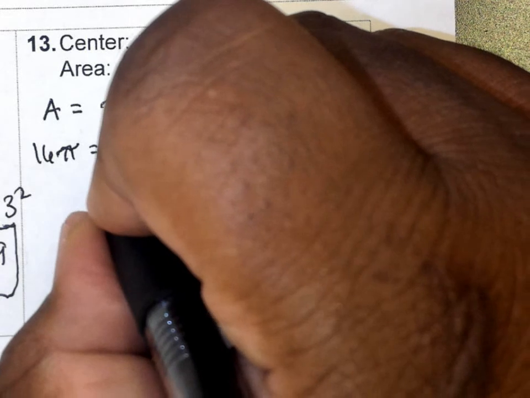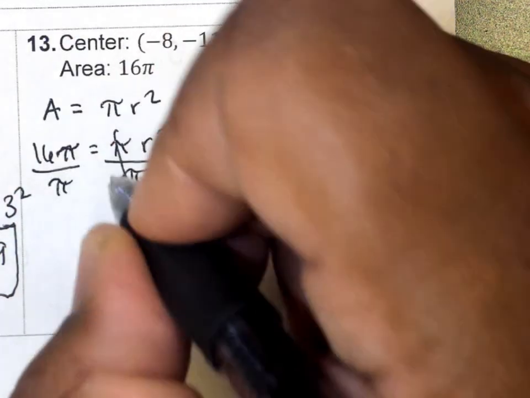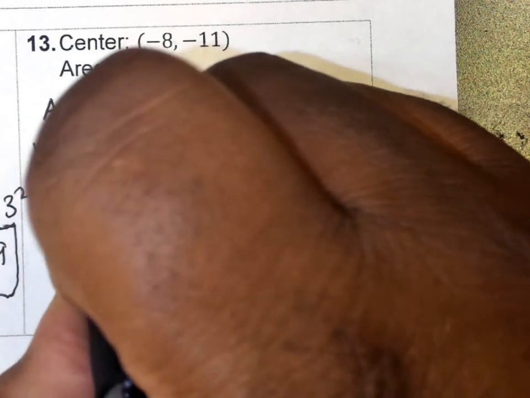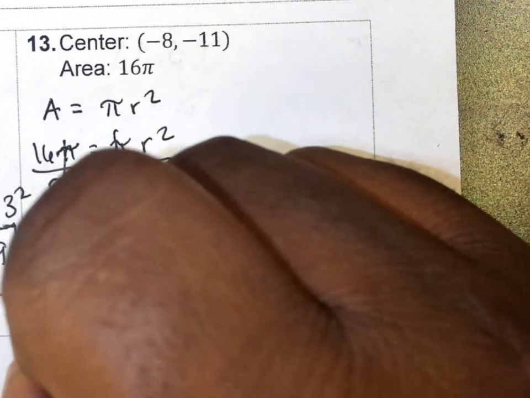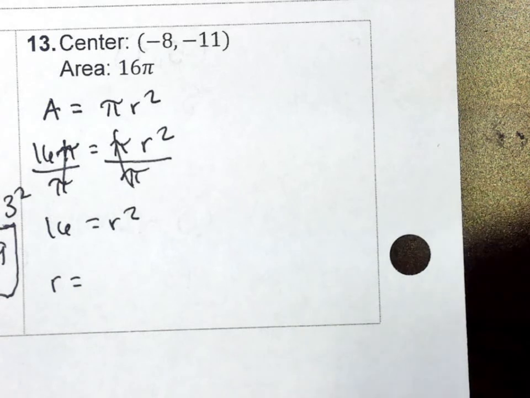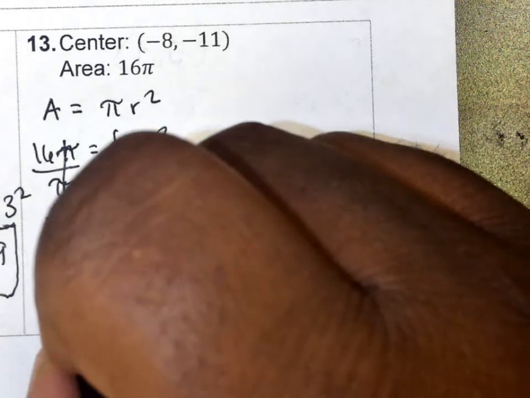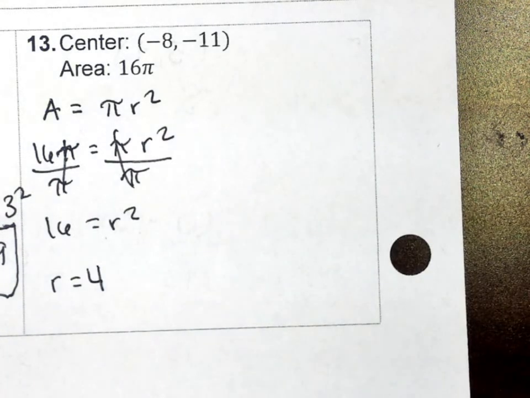So 16 pi equals pi r squared. Same situation, you're just dealing with the area now. Divide by pi. Cancels. 16 equals r squared. So what does r equal? 4. Thank you. Alright. Writing the equation.